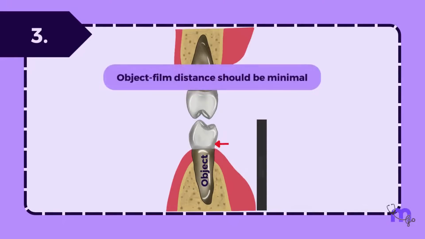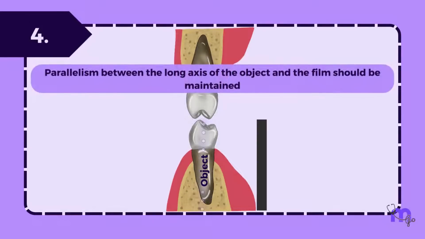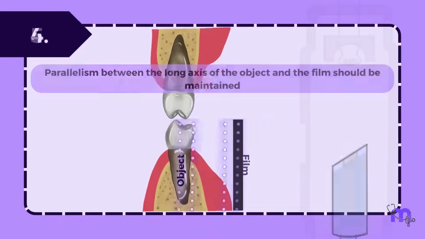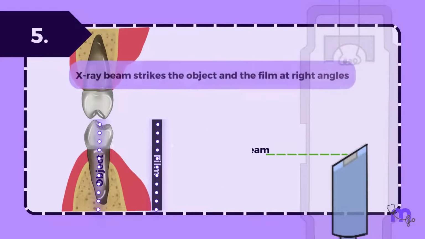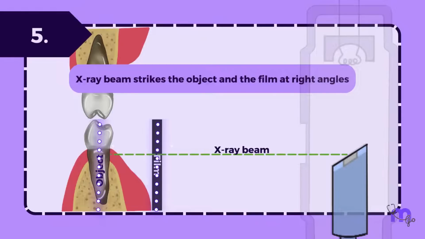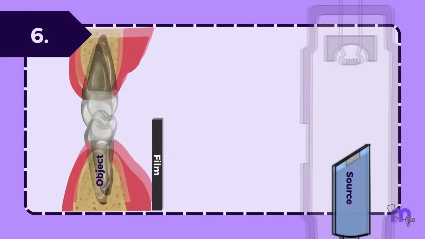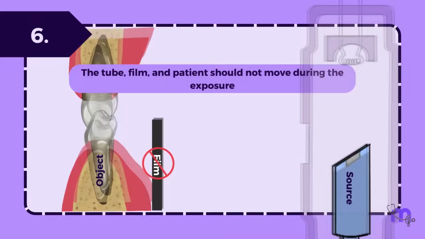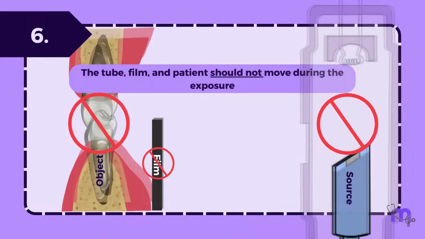Thirdly, the object film distance should be minimal. Next, the parallelism between the long axis of the object and the film should be maintained. The fifth principle is ensuring the X-ray beam strikes the object and the film at right angles. And lastly, the tube, film, and patient should not move during the exposure.